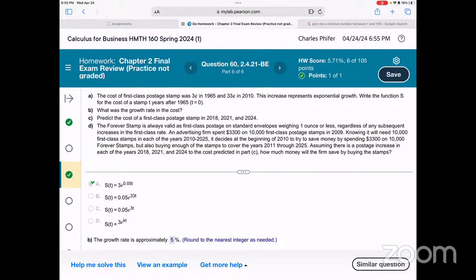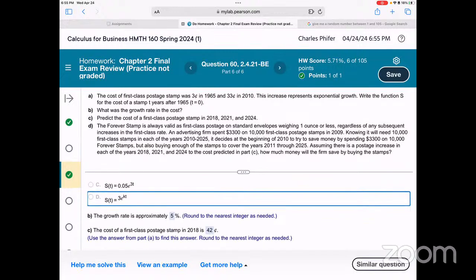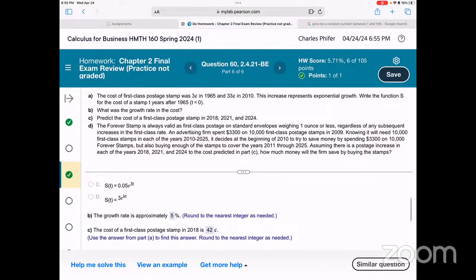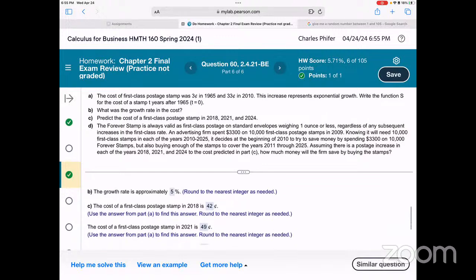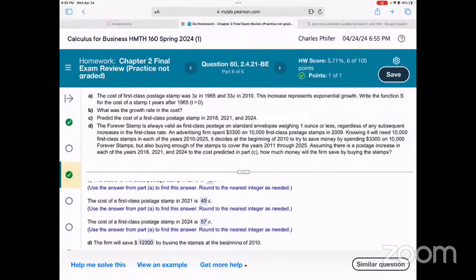And then for 2021 was 3 years later. So we plugged in 56, meaning 56 years later, we got an answer. And then 2024 was another 3 years later. So we plugged in 59 years later. And it gave us a price of 57 cents.